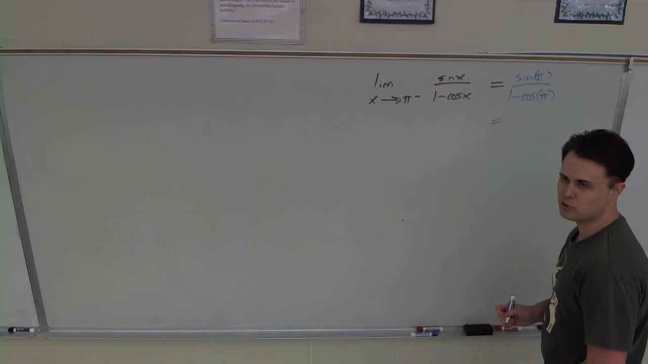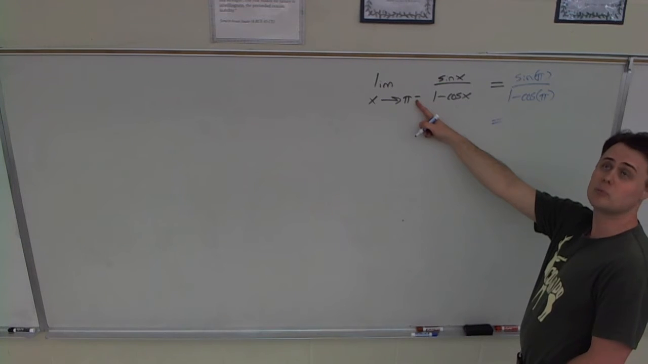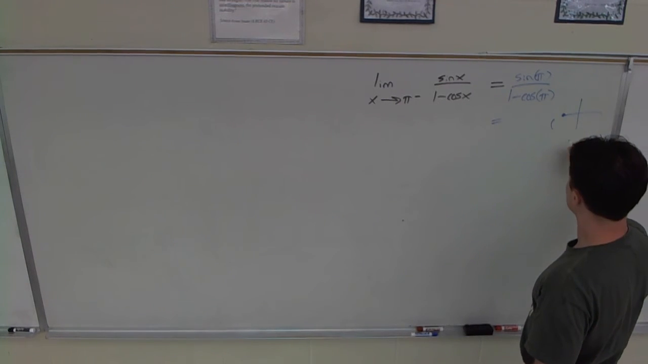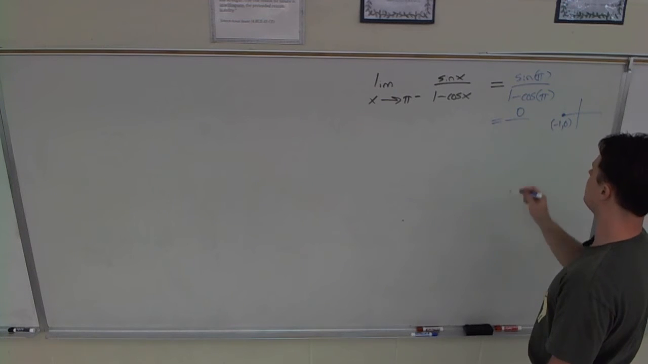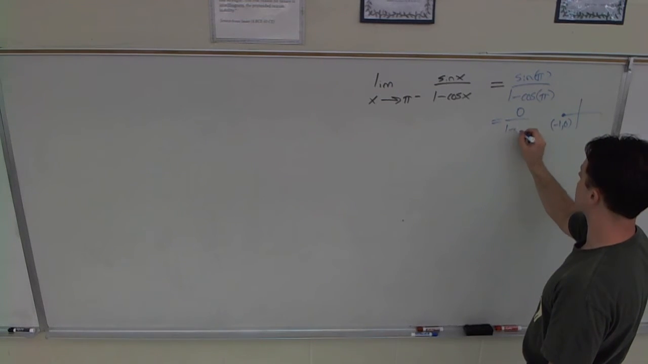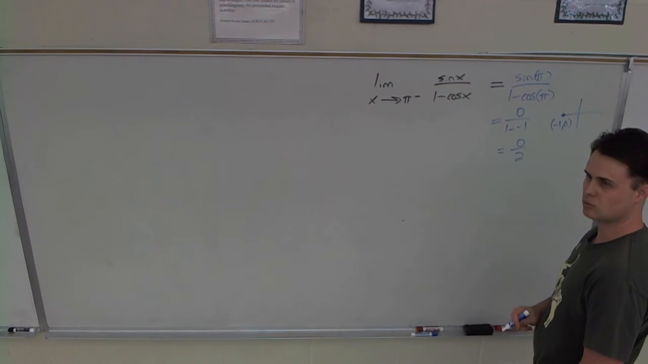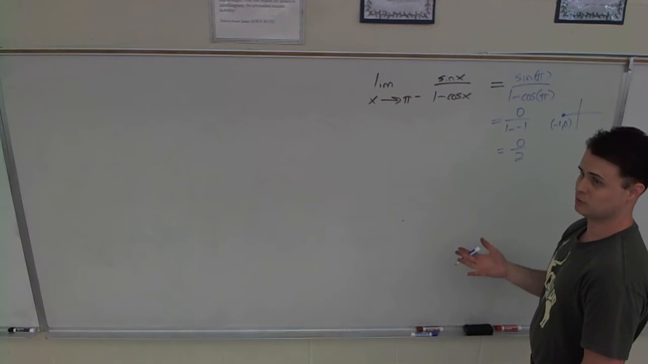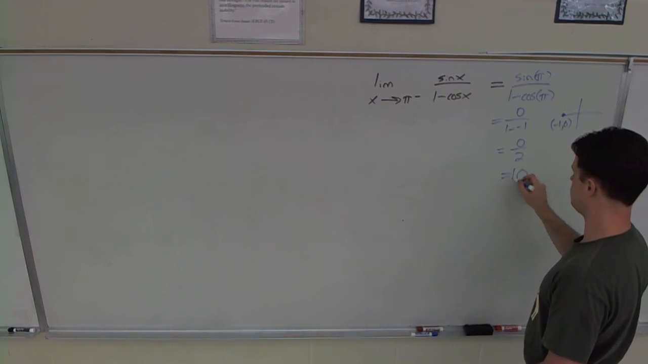Let's just see what happens if we just straight up plug it in, even ignoring the approaching from the left part. So sine of pi, pi is right here, right? Sine is 0. Cosine is -1, so you get 0 over 2. So should I apply L'Hopital? No, the answer is 0.